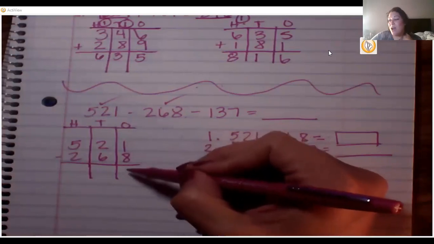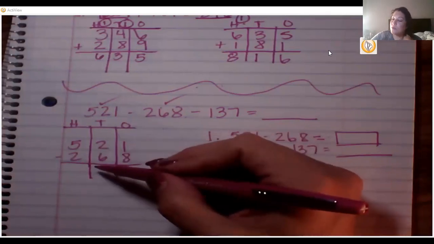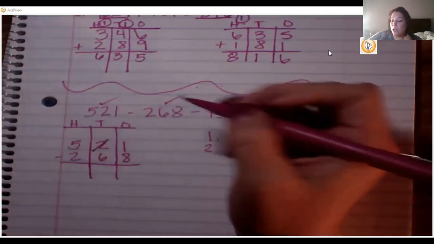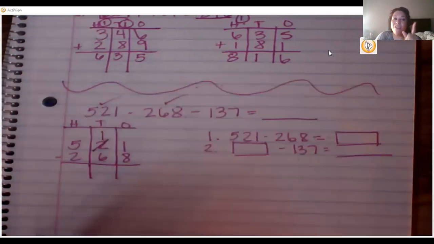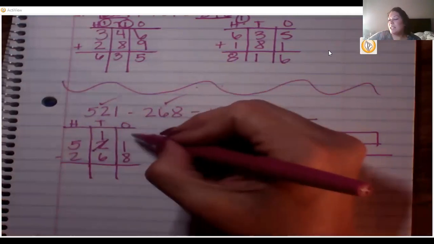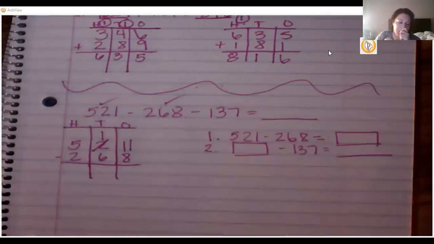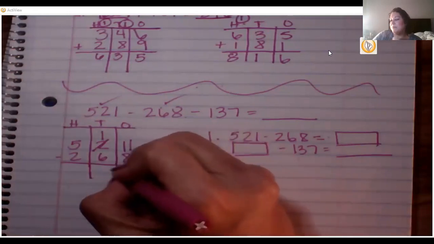Since I don't have enough, I have to go next door and I'm going to regroup. I'm going to take from my neighbor. I'm borrowing here. I'm going to take 1 away from 2. That leaves me 1. That's why I left that big space up there. So I have lots of room to show that. And when I come back, I'm going to add 10 to this number right here. And 10 plus 1 is 11. Now I have 11 minus 8. I'm going to count up. Grab 8, 9, 10, 11. That gives me a 3.